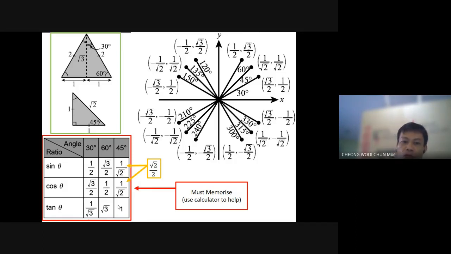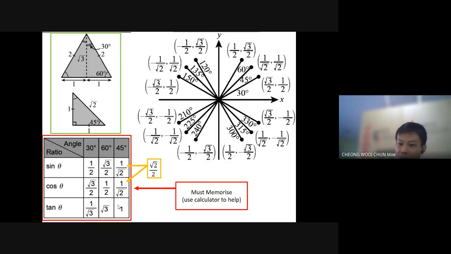So there are two things you need to remember: square root of 3 over 2 or square root of 2 over 2. Sometimes you are unsure whether it is square root of 3, or 1 over square root of 3, or square root of 3 over 2, or square root of 2 over 2, which one is for sine, cos, and tangent. You don't remember clearly which one is for which one.